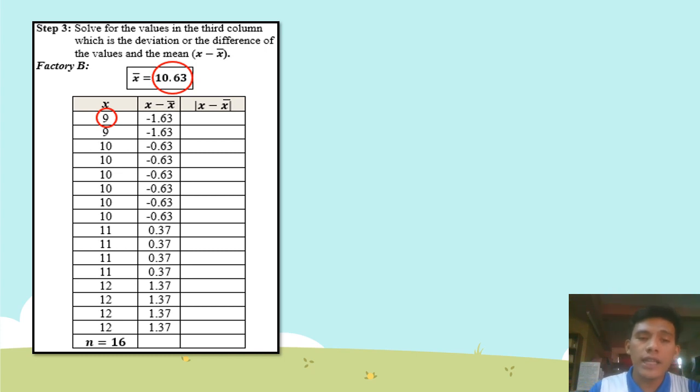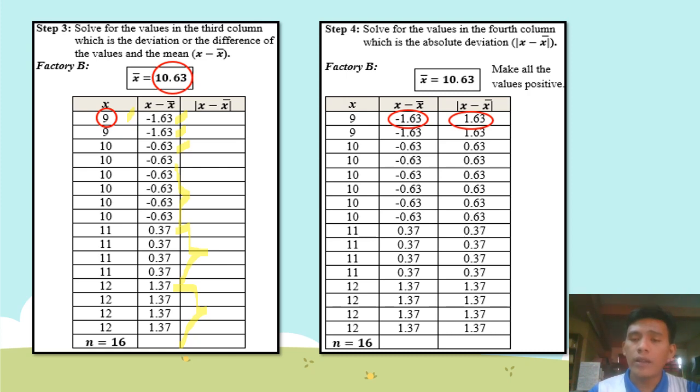Step 3, subtract the value of your x minus the mean. So 9 minus 10.63 is negative 1.63, same. 10 minus 10.63 is negative 0.63, same. 11 minus 10.63 is 0.37, same result for 11. 12 minus 10.63 is 1.37. Step 4, make all the values positive because of the absolute value. All the negative numbers here will turn to positive numbers. All the positive values here will remain positive.